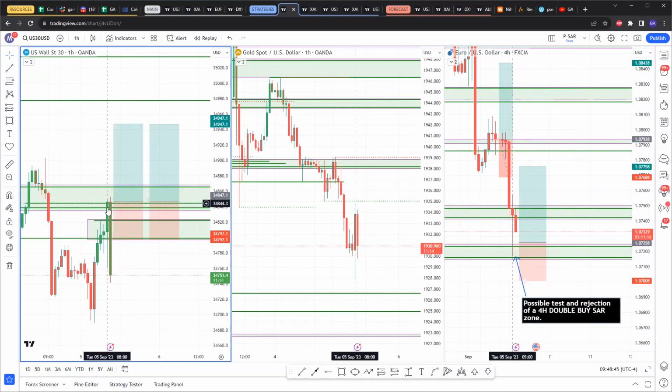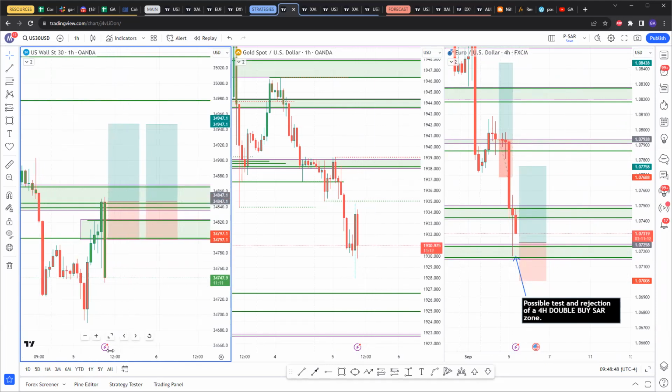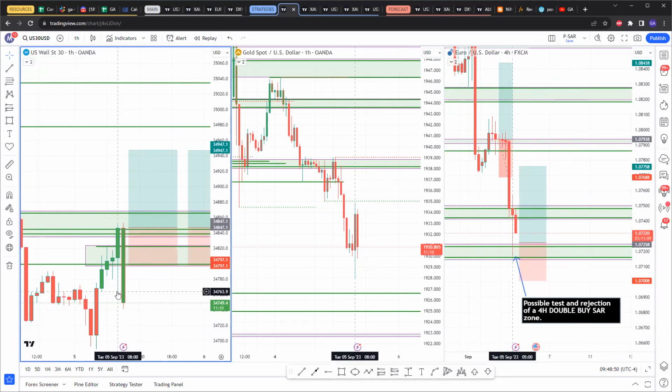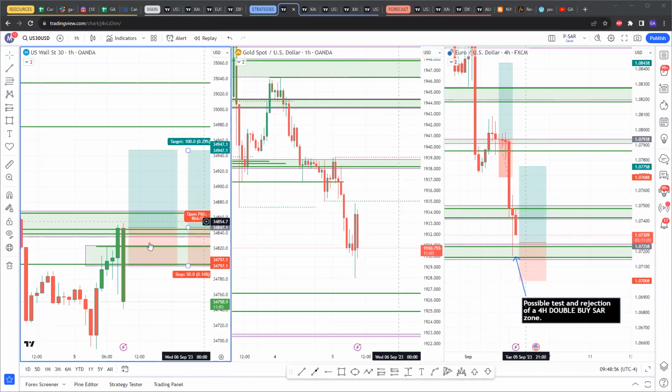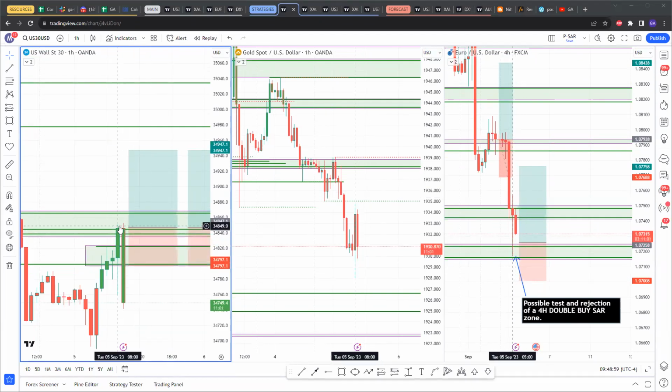For US 30 right here, I'm hoping that this candle closes above here. So here we have a break and continuation. This hourly candle right here broke and closed above this double SAR right here. So same thing, right? I mark up using the same analogy.